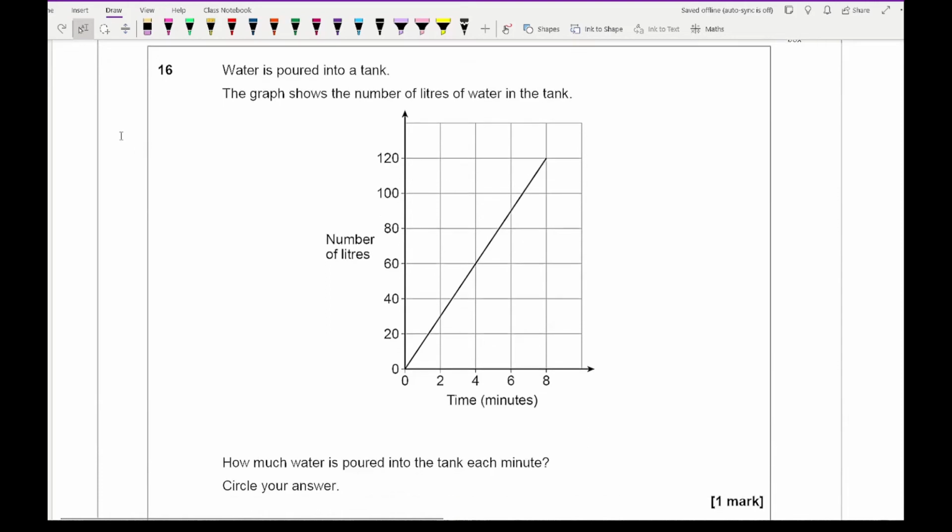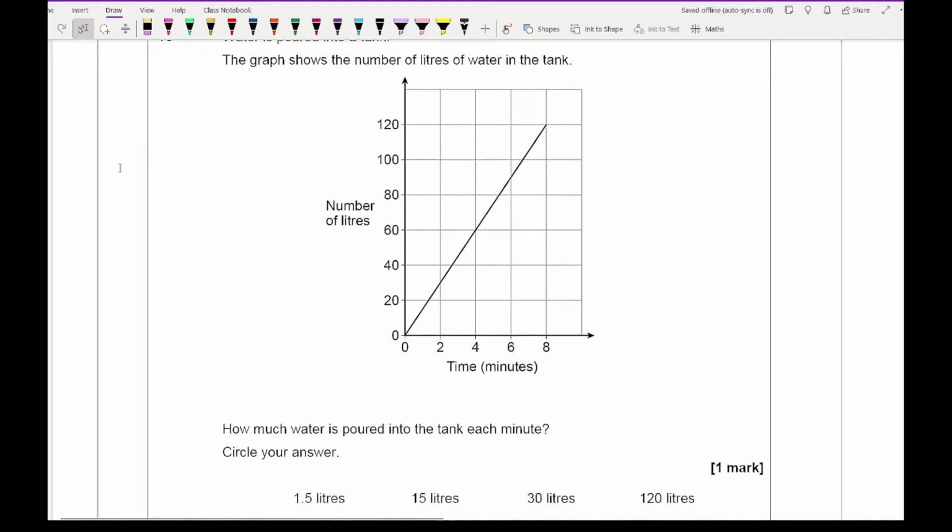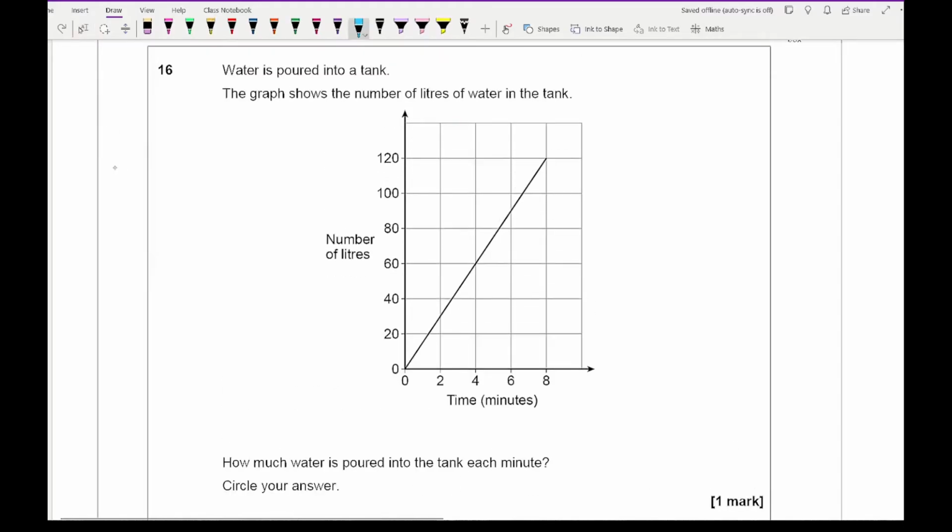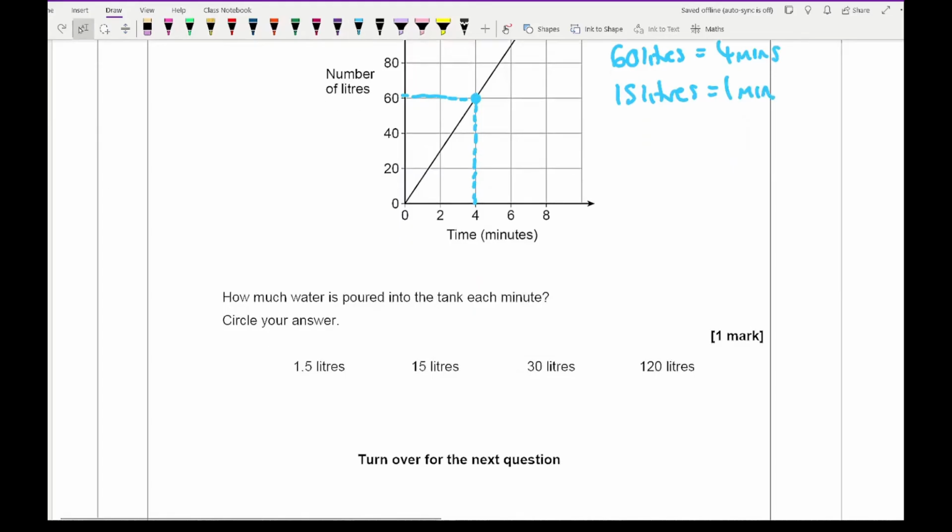Then with question 16, it says water is poured into a tank. The graph shows the number of litres of water in the tank. How much water is poured into the tank each minute? So if we just work out 1 point, for example let's go for 4 and 60, because we know that's definitely a point there. So we get 60 litres in 4 minutes. And if we divide both numbers by 4, we get 15 litres equals 1 minute. And so our option is 15 litres.